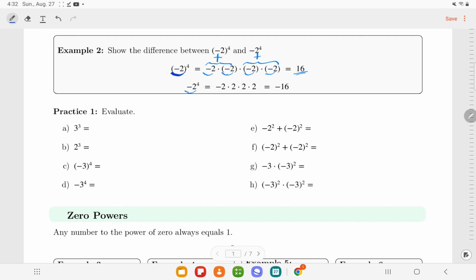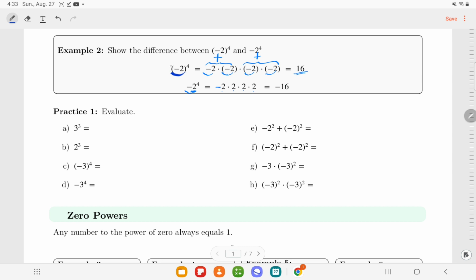However, if negative is not inside the brackets, we have only one negative, and this exponent 4 refers only to 2 itself. So it's negative 1 times 2 times 2 times 2 times 2, 4 times. And negative times positive times positive times positive times positive gives us a negative result. So there are two different answers.